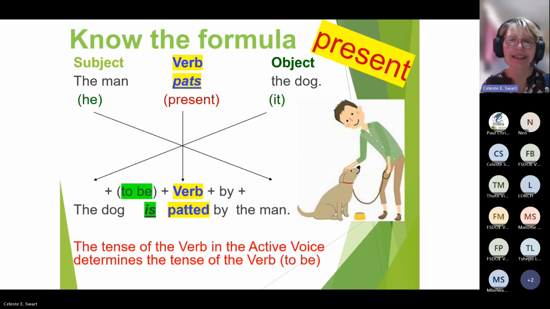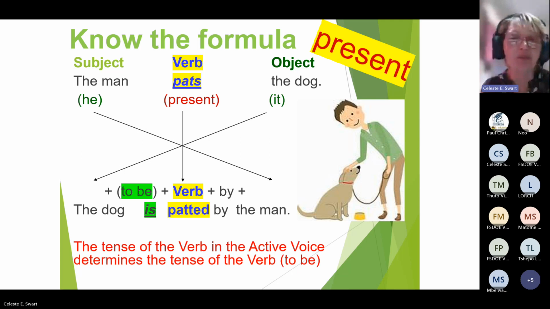So let's quickly look at this. This is a present tense sentence, and I'm going to only look at present and past so that you can get the really simple sentences solved before we go and look at anything in the continuous tense. If you know your formula, you will know that your subject and your object are going to swap places. The sentence says, the man pats the dog. Now, the word pats is our verb. And what does it tell us? It tells us it's in the present tense.